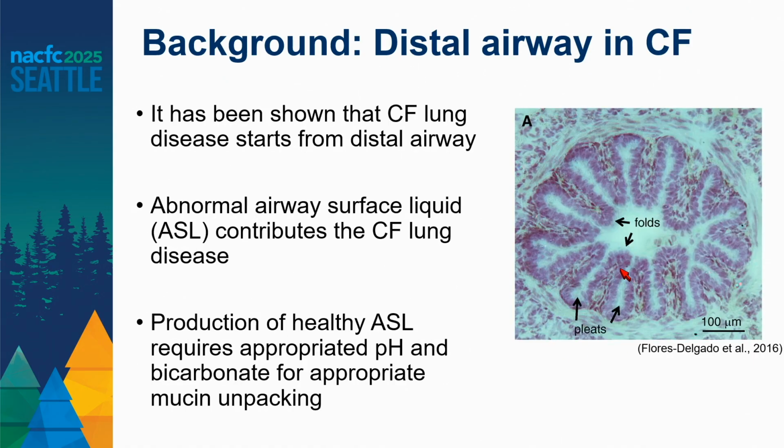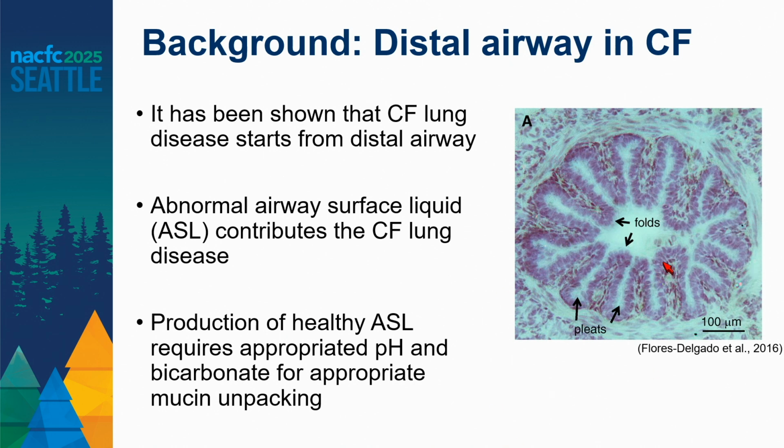In my project, I'm focused on the distal airway because it has been shown that CF lung disease starts from the distal airway, and the distal airway also has a very unique structure. It has folds and pleats. Evidence suggests that there are different groups of cells at the fold and at the pleat. The CF lung shows an abnormal airway surface liquid there, and this abnormal ASL contributes to CF lung disease.